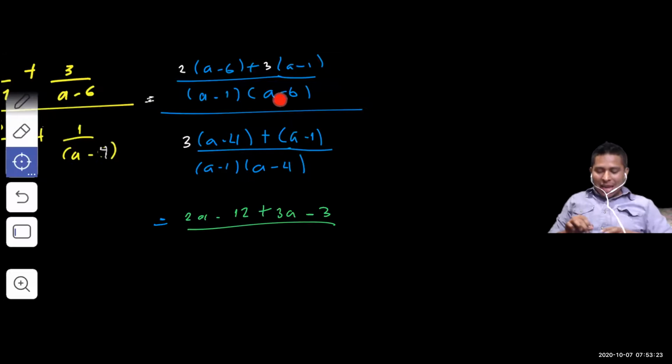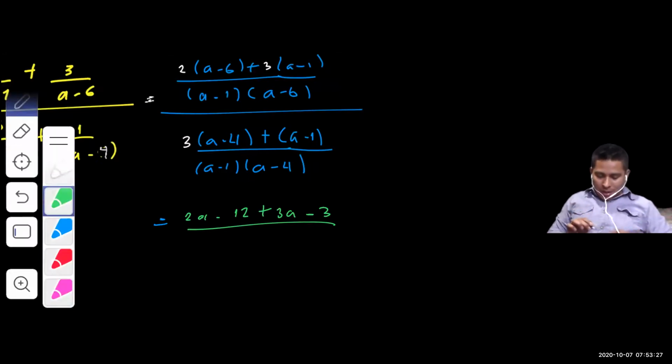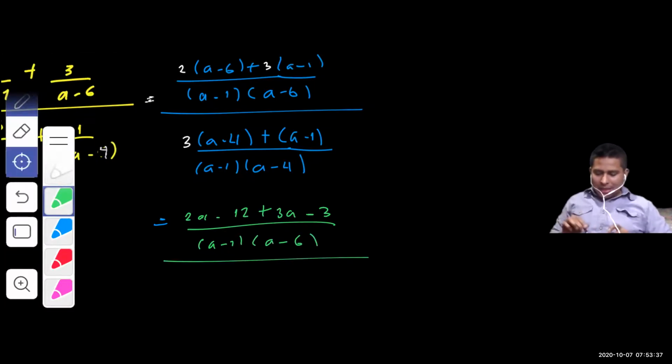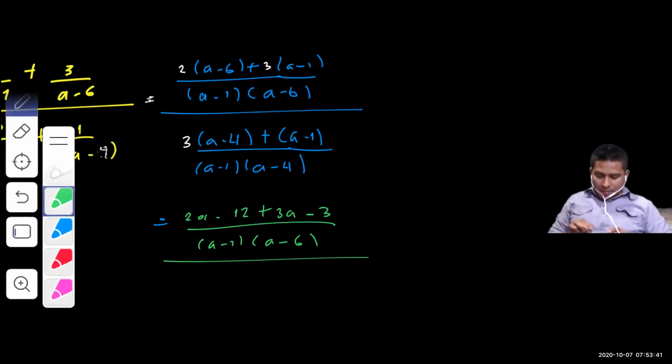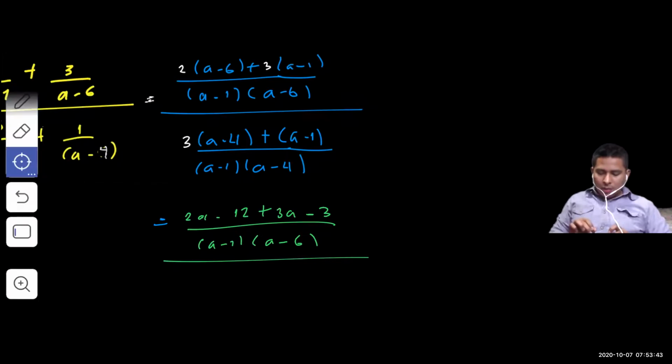Take a look, this is actually a factor. Okay, I leave it like that. I'm looking for factors. Let's copy a minus one times a minus 6, right? Okay, let's see this expression, guys. Can we simplify? Can we do something here? Of course, we can use the distributive property for this.